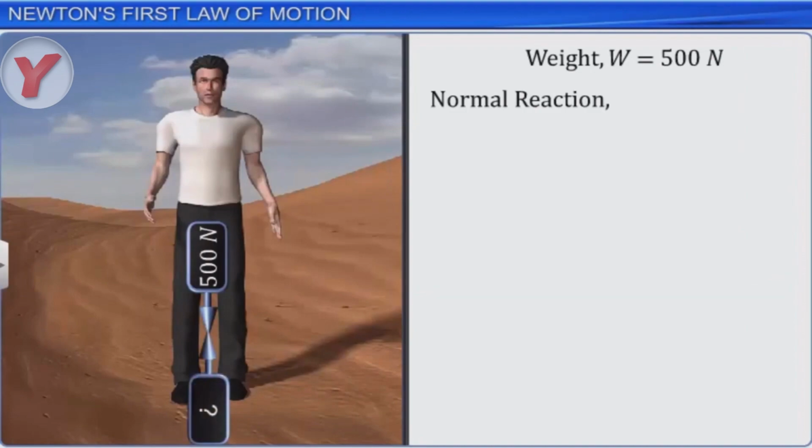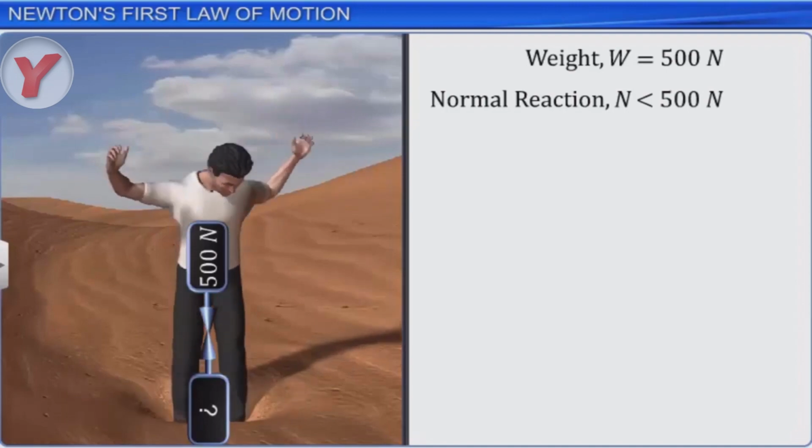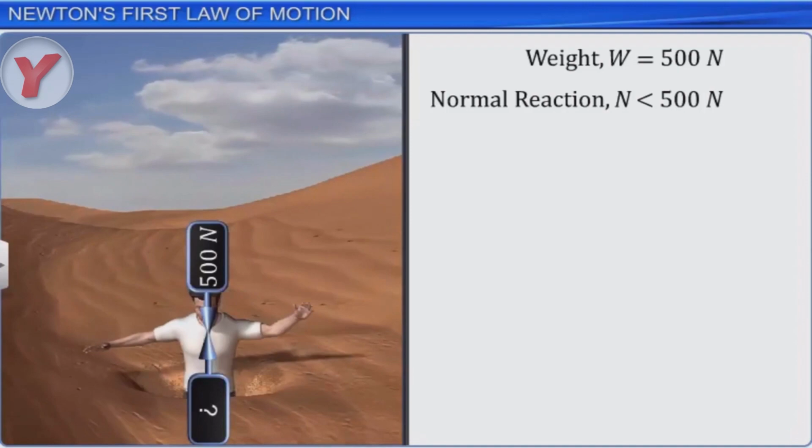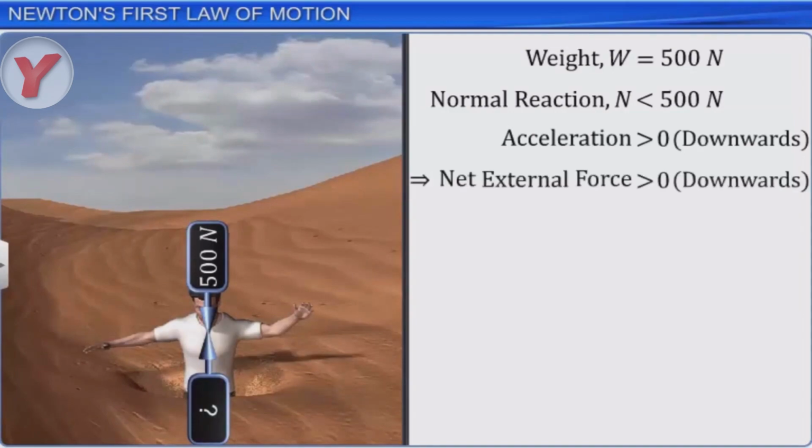It can't be equal to 500 Newton. It is definitely less than 500 Newton. How did you come to this conclusion? Simple. You are sinking into the quicksand. That means you have an acceleration vertically downwards, which implies that there is a net external force acting vertically downward.